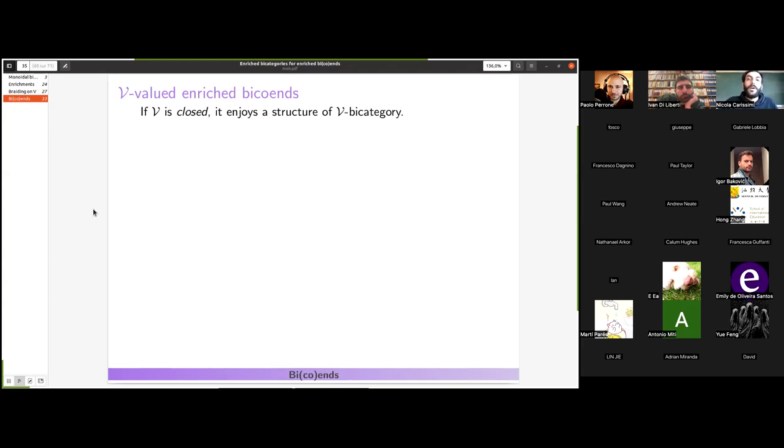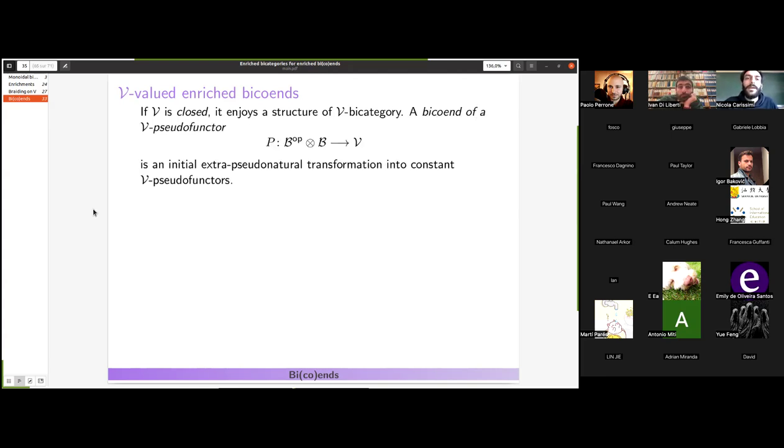So if V is closed, it means a lot of things that I didn't tell you, but we have a notion of adjunction in this context. We can develop it and define what closed means, and we can see that if V is closed, it has a structure of V-bicategory itself. Well, we can consider a pseudofunctor P of this sort, and a bicoend for such pseudofunctors is an initial extra pseudonatural transformation into a constant V pseudofunctor.